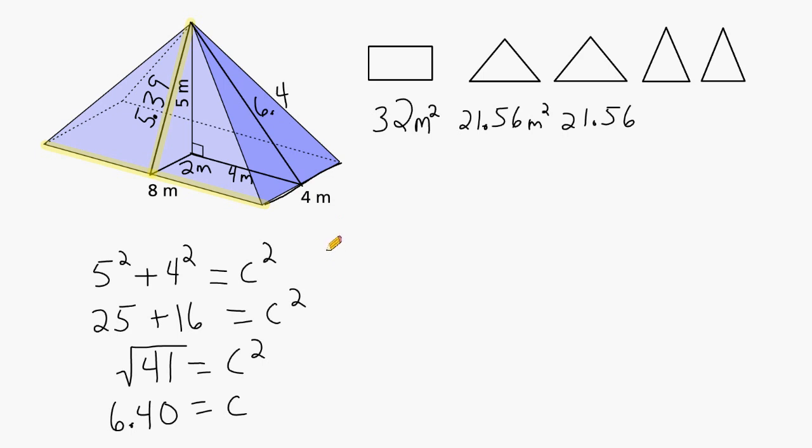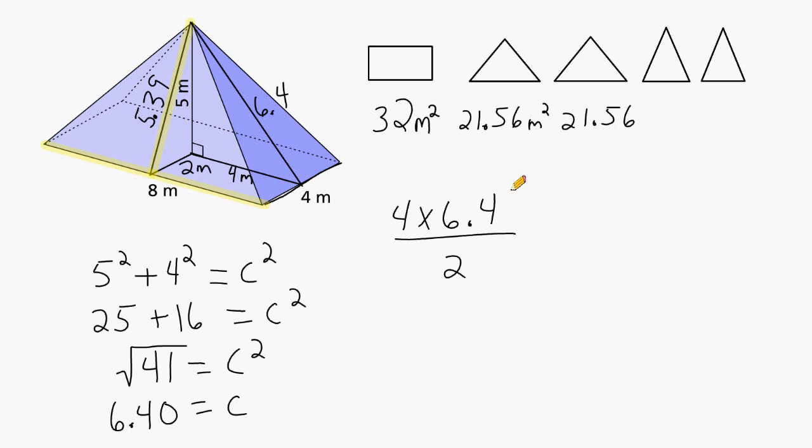All right, now that we know this triangle's base and its height, we can go ahead and figure out what the area is of that triangle. So what we're going to do is multiply 4 by 6.4, and then we divide by 2. However, we should note that both of these triangular surfaces are equal to each other. So whatever answer this is, the other triangle is going to be the same. So basically, we're going to take this answer and double it.